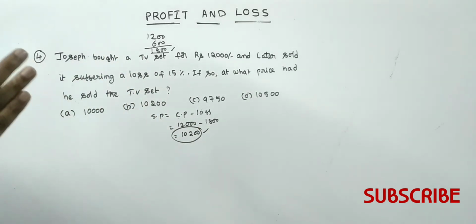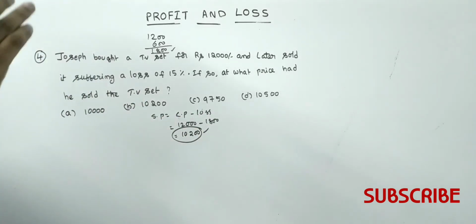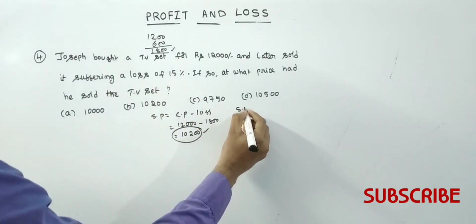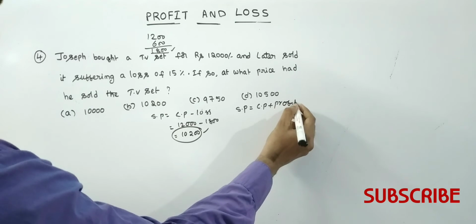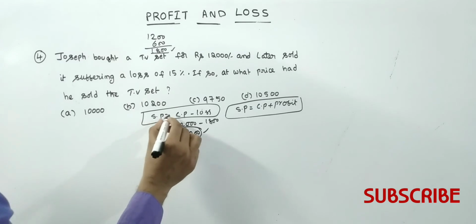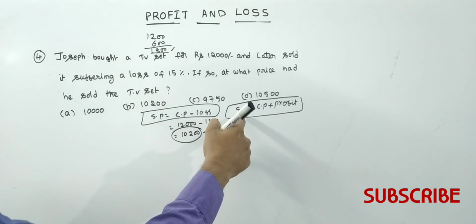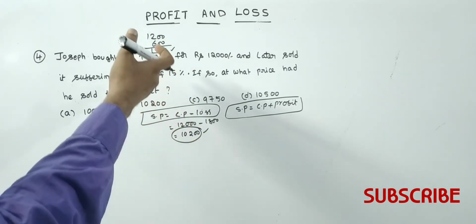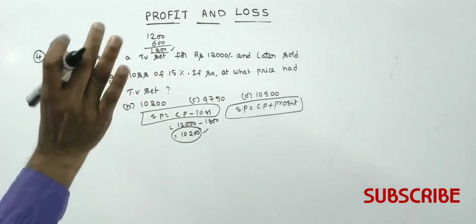See friends, whenever loss is there, then selling price should be cost price minus loss. If there is a profit, then selling price equals cost price plus profit. See friends, these are the basics. We should remember this. Selling price equals cost price minus loss if there is a loss. If there is a profit, then selling price equals cost price plus profit. This is a shortcut, friends. If you know the procedure, straight away we will get the answer within 10 to 15 seconds. But what is the actual procedure?